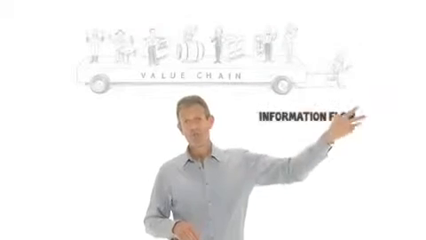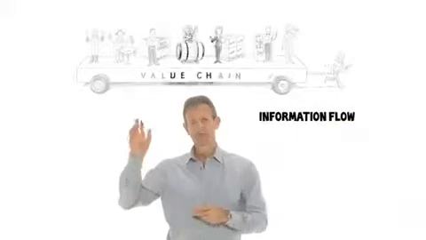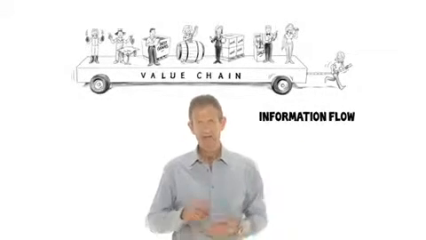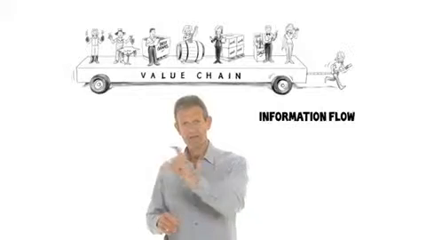The second element of value chain analysis is to identify how well information flows from the consumer all the way back to the primary producer. Does information flow timely, effectively to all the links in the chain?